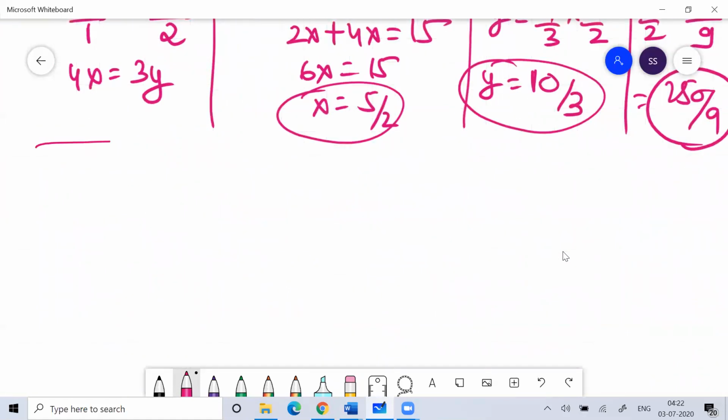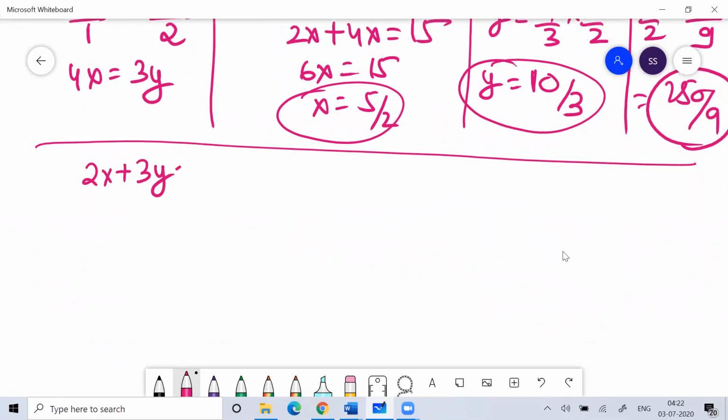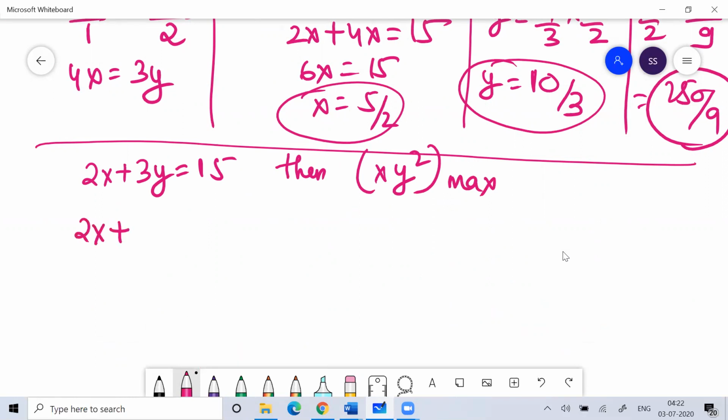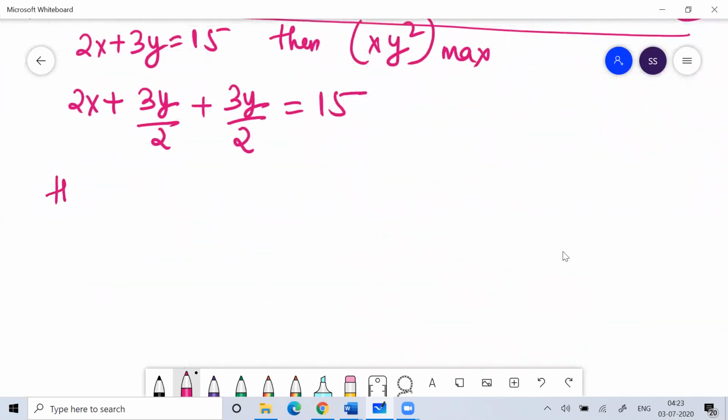Or if you want to use AM-GM, you know that 2x plus 3y is equal to 15, and I want the maximum value of xy square. So keep x like that, but for y I want y square, so break y into two parts. This would be 3y by 2 plus 3y by 2, which is 3y only. You can write the number this way. Now it becomes three natural numbers.